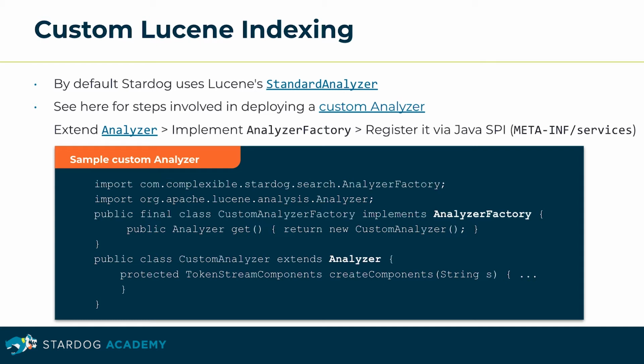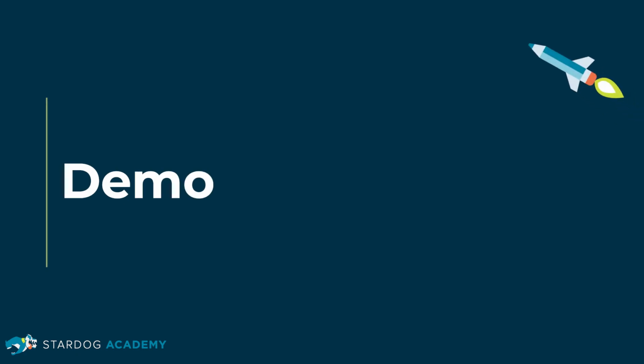Alternatively, you may consider implementing your own search analyzer. An example project is available on a GitHub repository. The custom analyzer would extend the Lucene analyzer class and be exposed to Stardog via an analyzer factory. The analyzer factory class is registered via the Java Service Provider Interface mechanism with Stardog. Let's proceed with a quick demo of the full text search functionality.